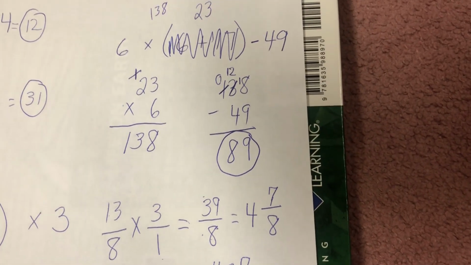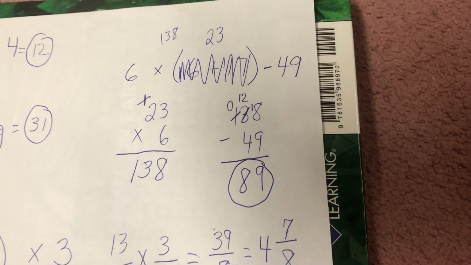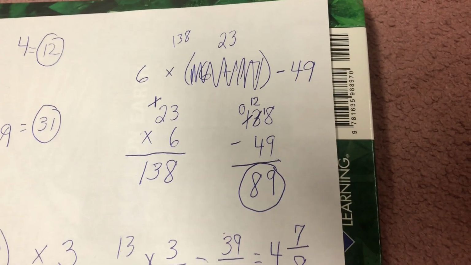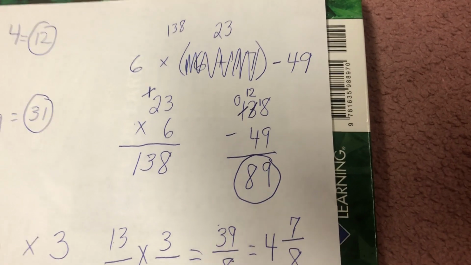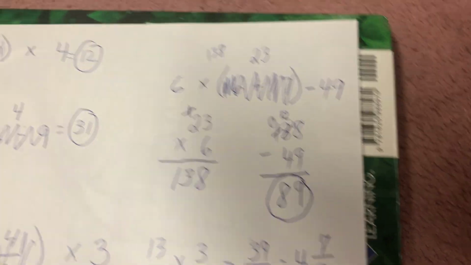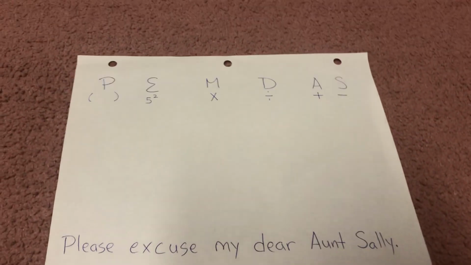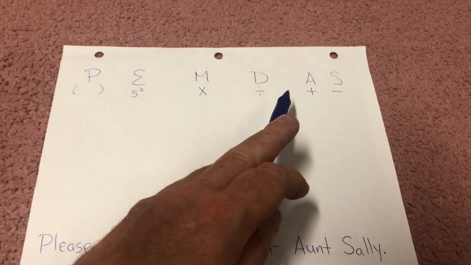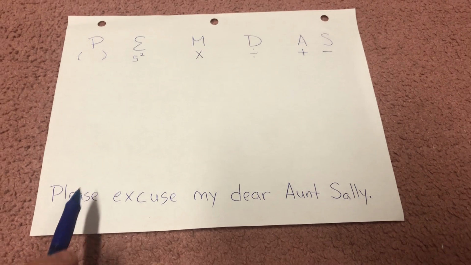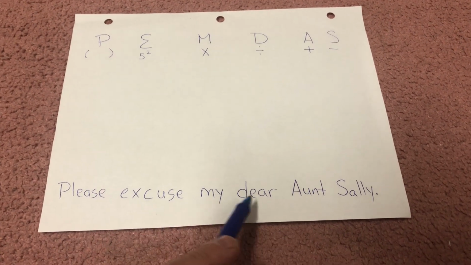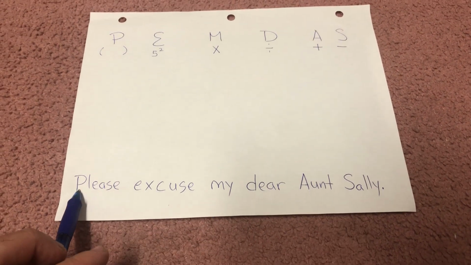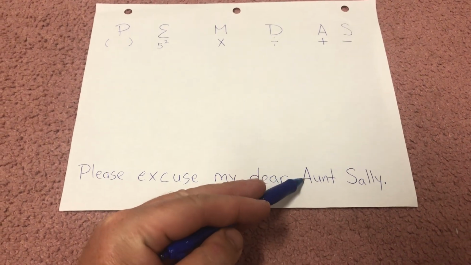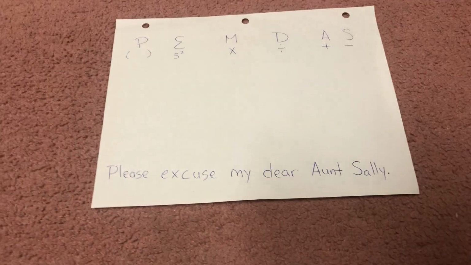So 5th graders, it's all about keeping the order, breaking the problem down. Don't try to look at the whole problem and confuse yourself. Keep that order. PEMDAS: parentheses, exponents, multiply and divide left to right, add and subtract left to right. Please excuse my dear Aunt Sally. Parentheses, exponents, multiply and divide left to right, add and subtract left to right.